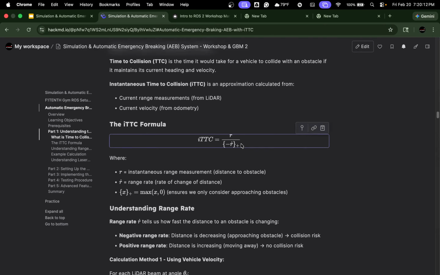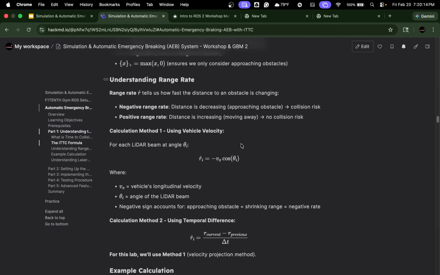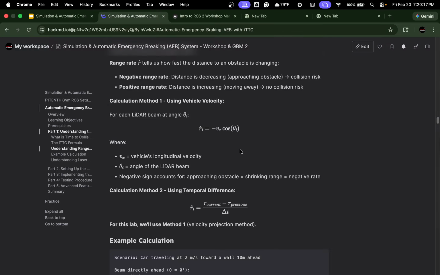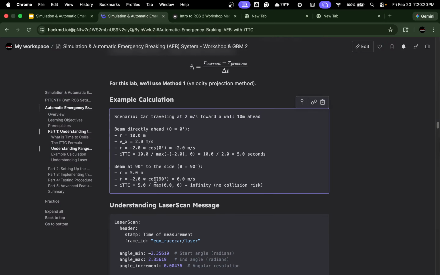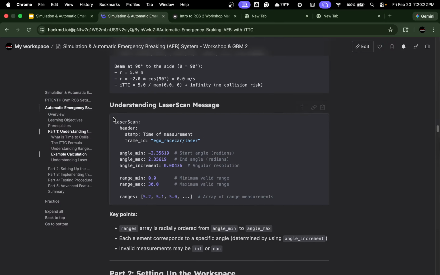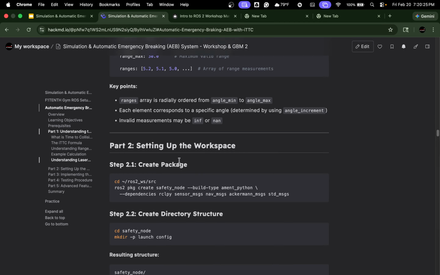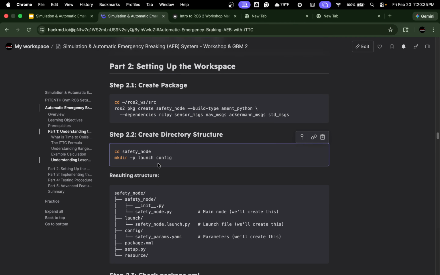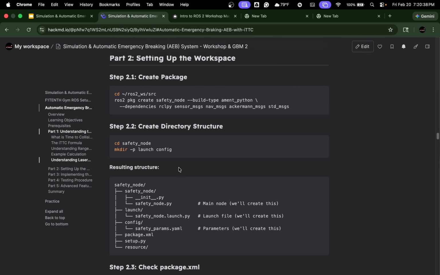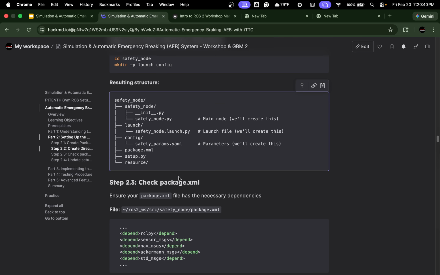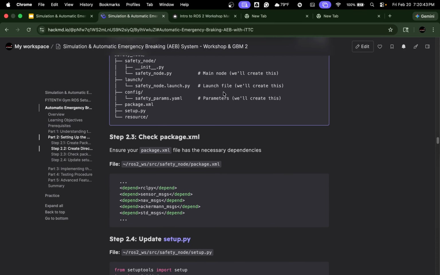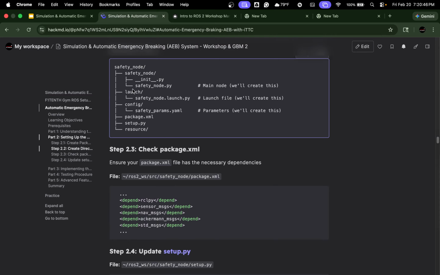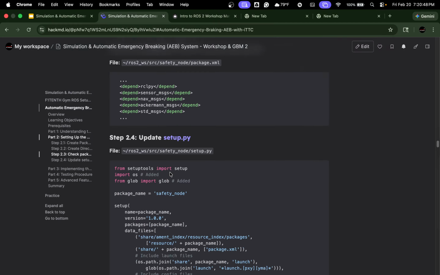It goes over things step by step, explains how the formula works and why we're using cosine and all that. And it gives you an example of a calculation. It gives you how the laser scan message works. And this is a step-by-step guide to how to create the AEB system, or node for it. Go through it, you create a package, you create a configuration file, you add these files, and then make sure that these are in there.